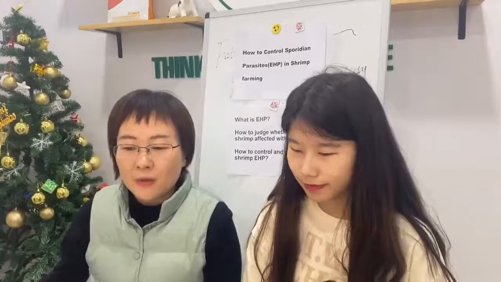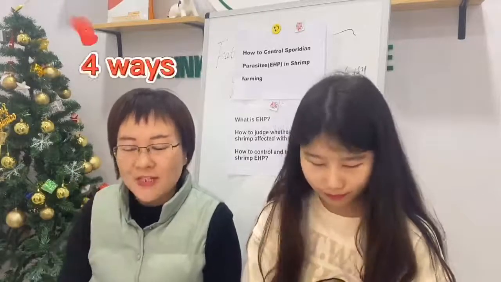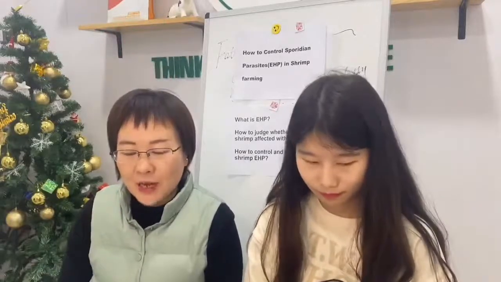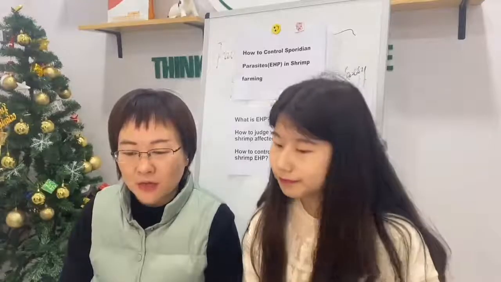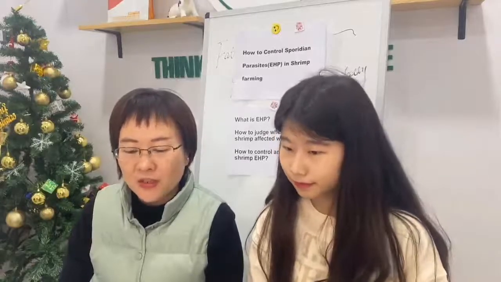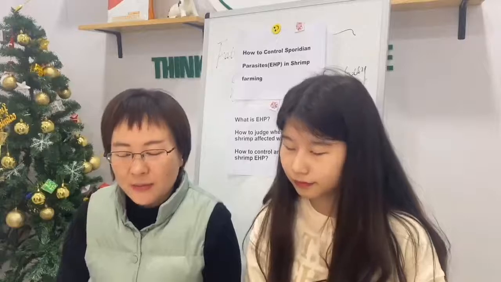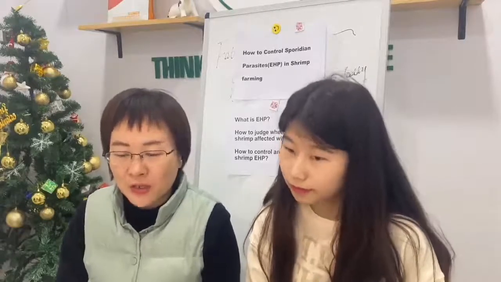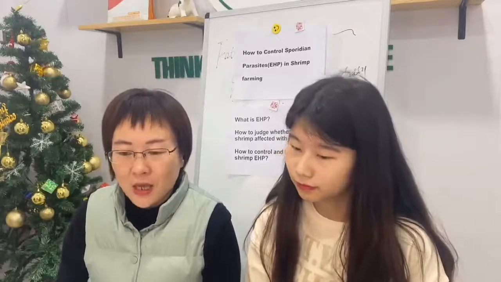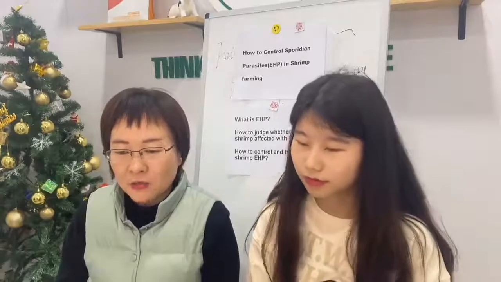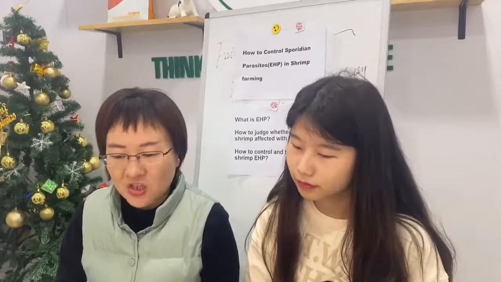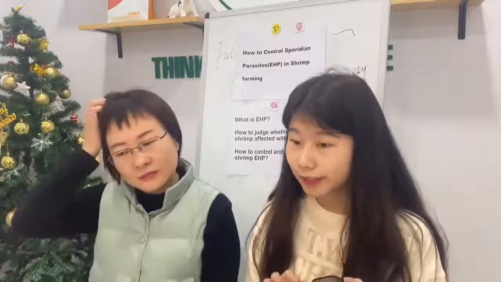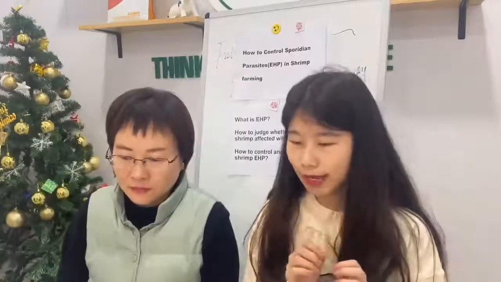Here we will introduce four ways for prevention and control of EHP. The first one is to cut off the transmission period. We should avoid the spread from the shrimp hatchery period and make sure that all the shrimp seed you buy or bring into your farm do not carry EHP, so you need to check and detect it in advance.